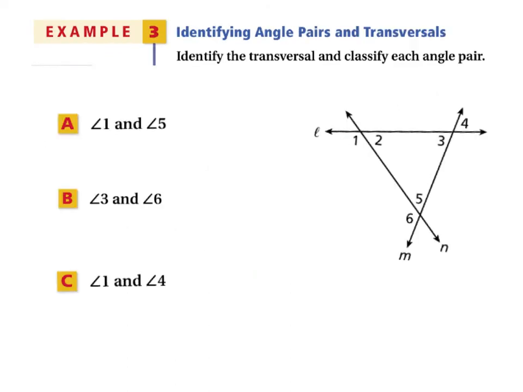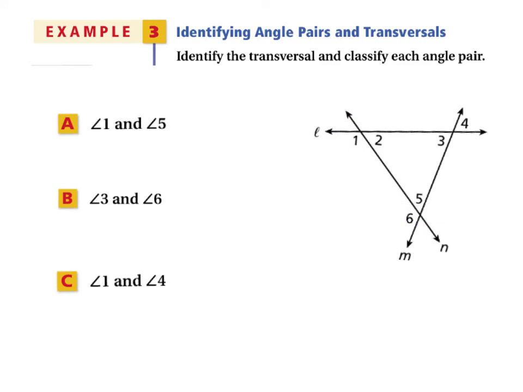In our last example, I want you to identify the transversal and classify each pair. So here's what we're going to do. In A, you are given two angles, angle 1 and angle 5. So here's angle 1, here's angle 5. I want you to determine which transversal makes those and classify what kind of angles they are. So here's a hint. To determine which line is the transversal for a given angle pair, locate the line that connects their vertices. So here's angle 1, here's a vertex, here's angle 5, here's a vertex. That connects them, that would be transversal N.